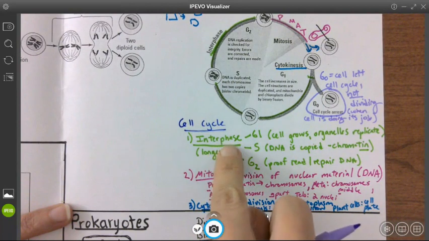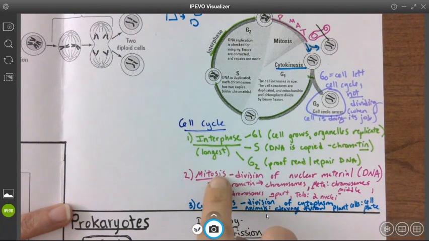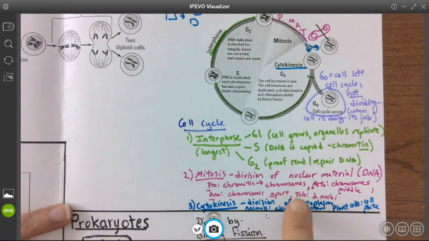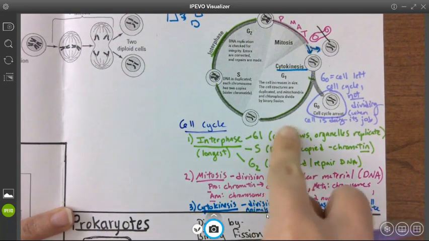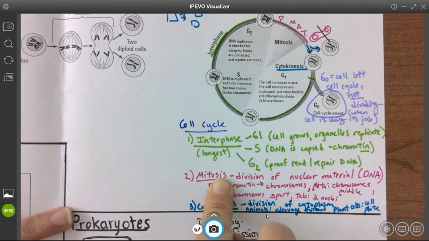Interphase, a time of growth and DNA replication. Mitosis, a time of nuclear division of the DNA. Cytokinesis, a division of the cytoplasm. That's not really how the cell thinks about it, though. The cell wants to make sure that these steps occur correctly before we move into the next step, okay?